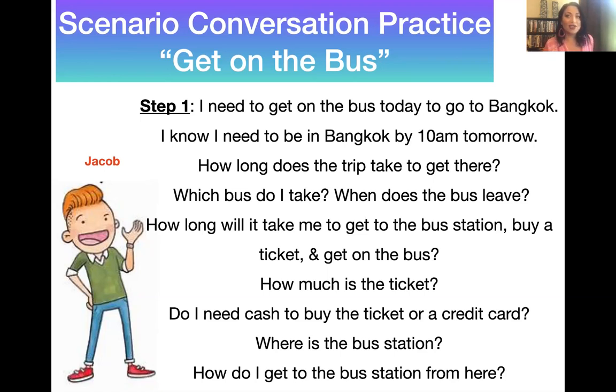tomorrow. He didn't know how long the trip took. He didn't know which bus to take. He didn't know when the bus left. He didn't know how long it would even take to get to the bus station, buy a ticket, get on the bus, and how much a ticket was. He didn't know if they could take cash or credit card, and he didn't know where the bus station was or how to get there.